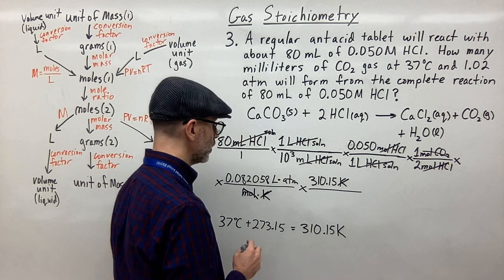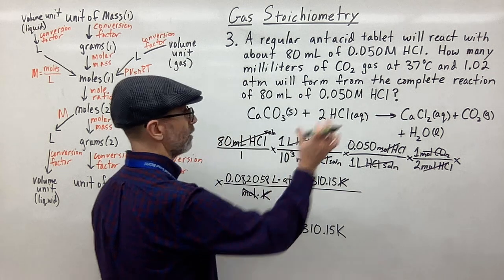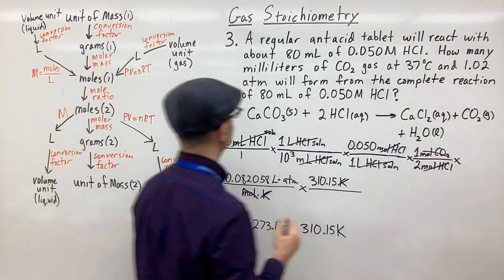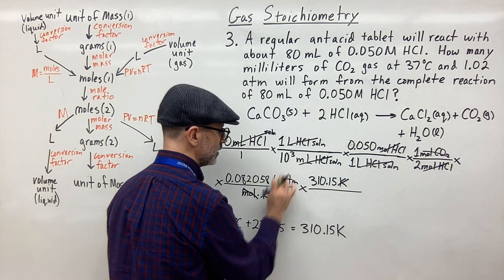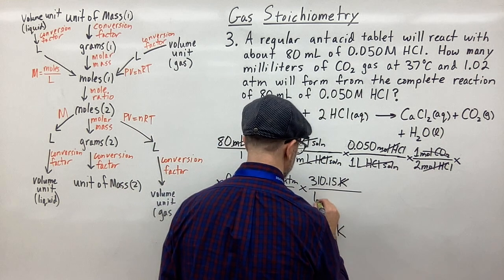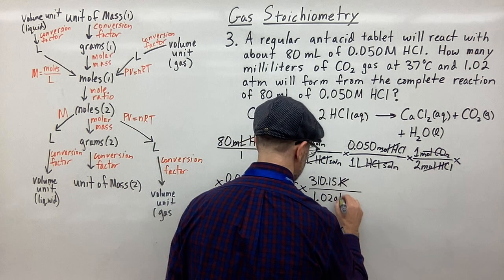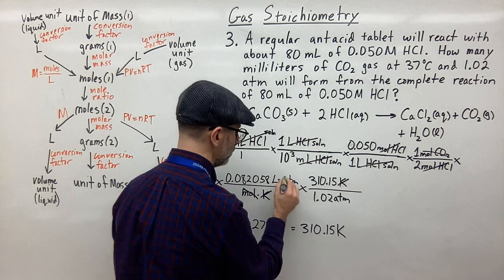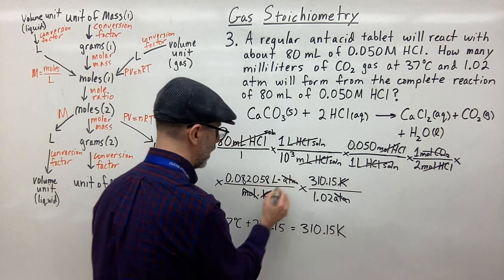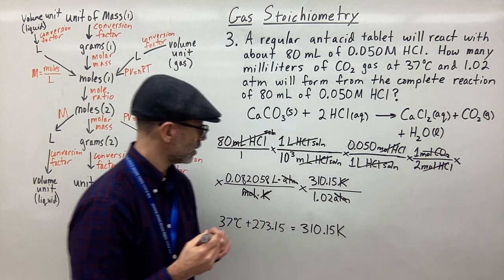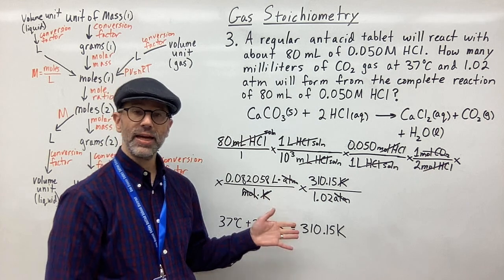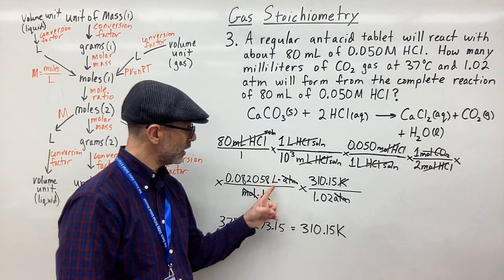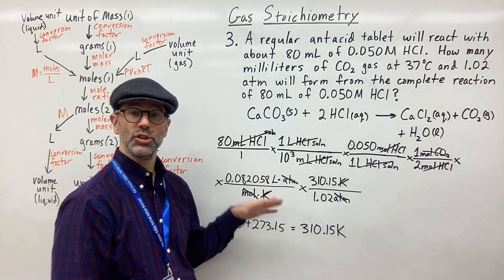And then what we can do is we are given the atmospheres, 1.02 atmospheres. We have atmospheres on top, so we want to put the 1.02 atmospheres on the bottom. That'll cancel out, and then we're left with the liters. Now since we have liters left, we have to convert liters to milliliters.